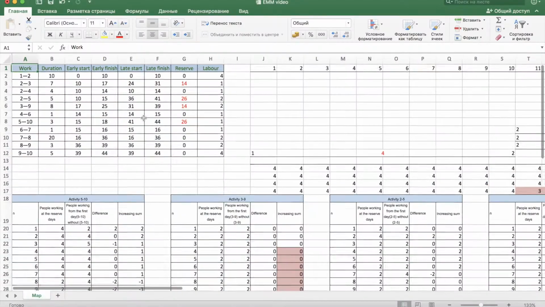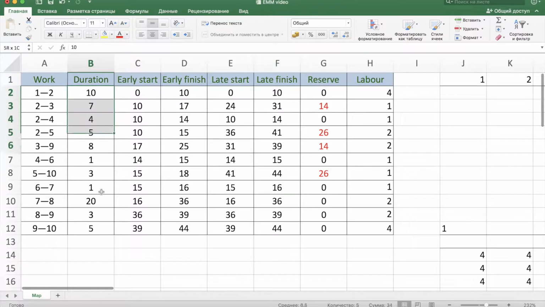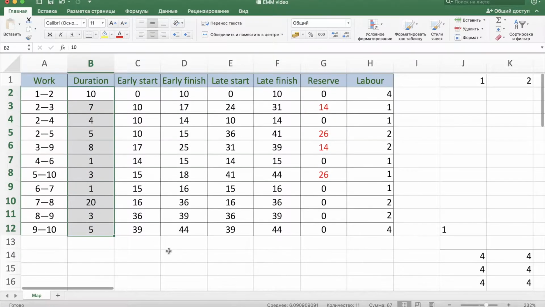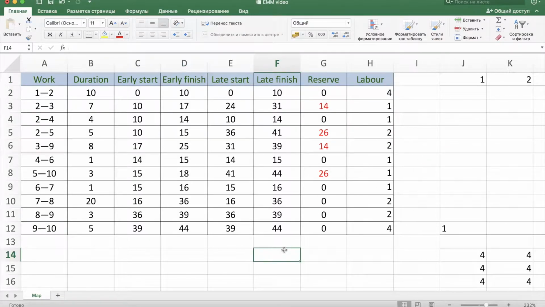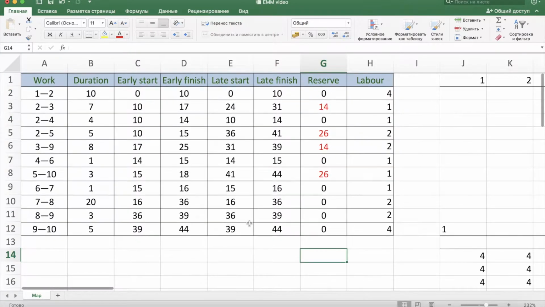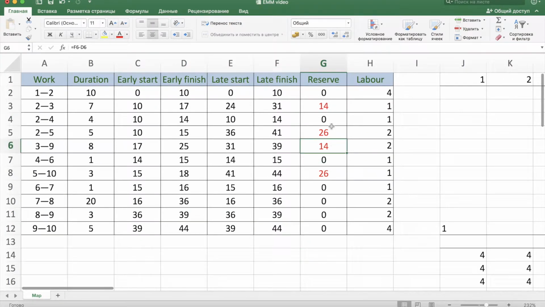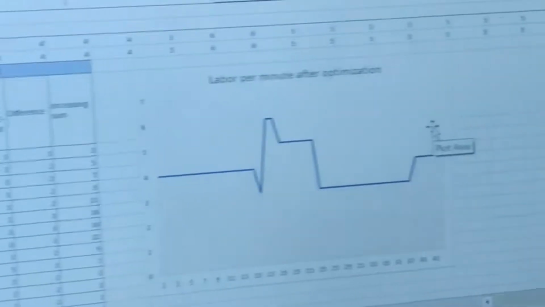So, in the first table, you can see each activity with its duration: early start, early finish, late start, late finish, reserves, and labor. Now I want to recall the definition of reserves. The free time reserve means the amount of time available for postponing or extending the beginning of work. In our situation, we have 4 activities that we should check for the possibility of optimization. They are highlighted in red.